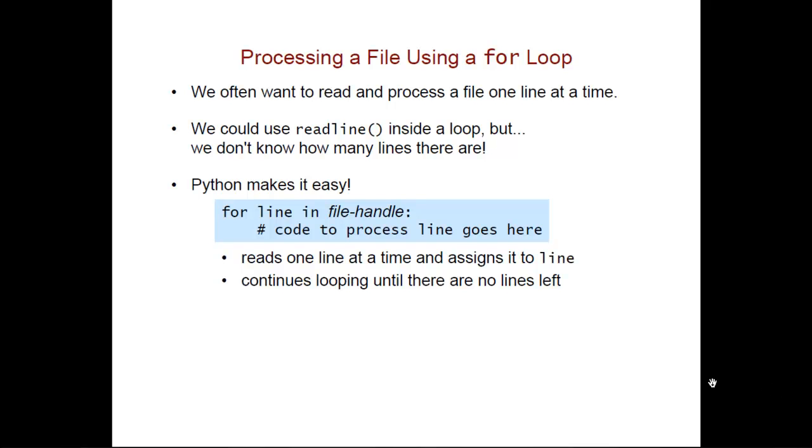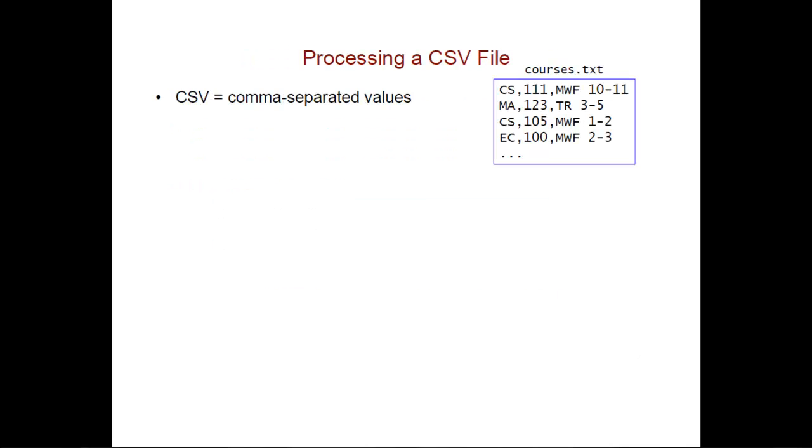So we can just say for line in file handle, where we put whatever our file handle variable is right there. And we can use whatever variable we want here, but usually we're going to use the variable line. And then the body of the loop will be whatever we want to do with a given line. This is going to read one line at a time from the file, assign it to the variable line, and then we'll be able to process it, and we're going to keep looping until there are no more lines left.